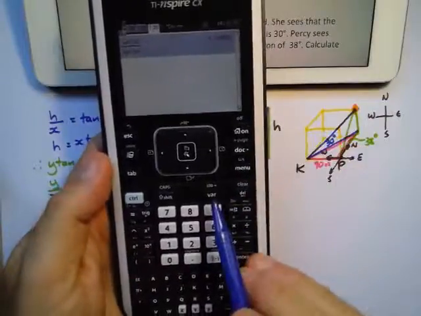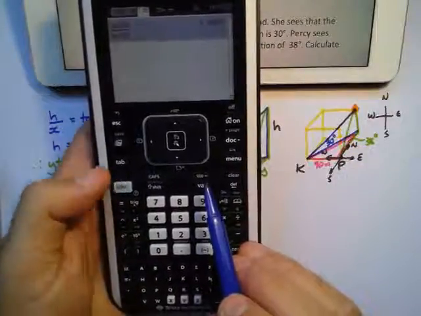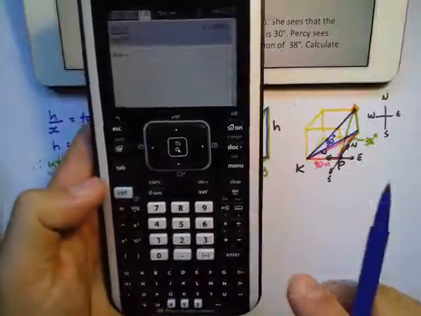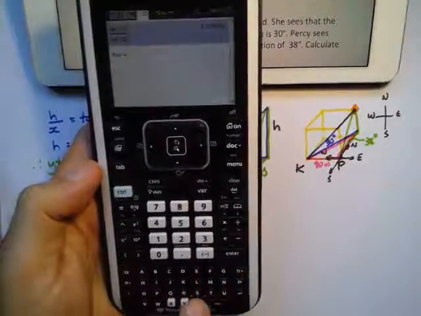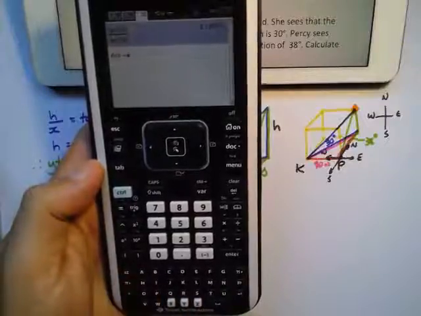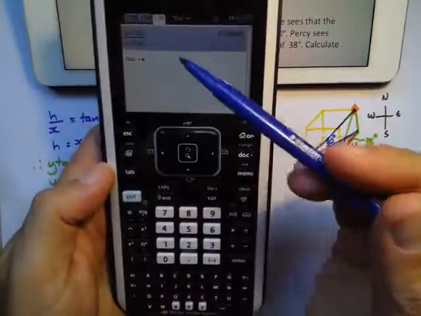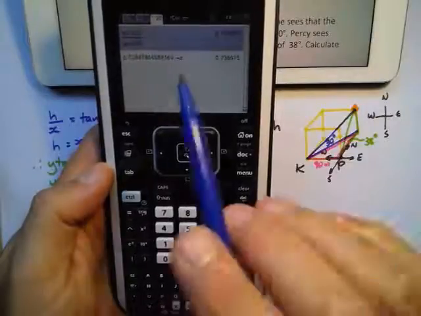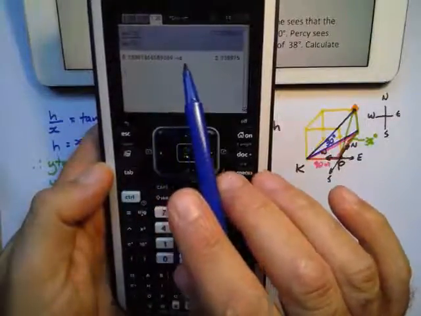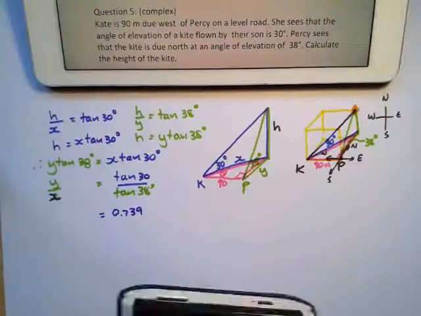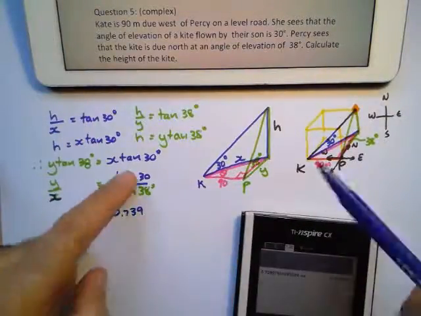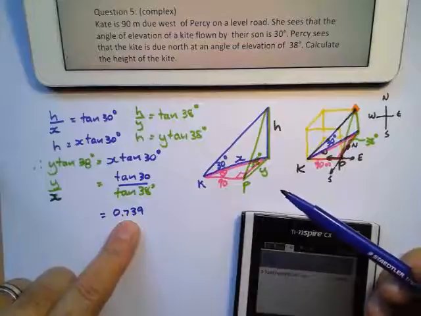So what I'm going to do is use my store function, that blue function. I'm just going to say control store. And what do I want to store it as? You can pick any of these letters. I'm just going to store it as A. So it shows answer A. If I press enter, it says now that this value equals A, which is 0.739. Okay, so I know that tan 30 over tan 38 is y over x.